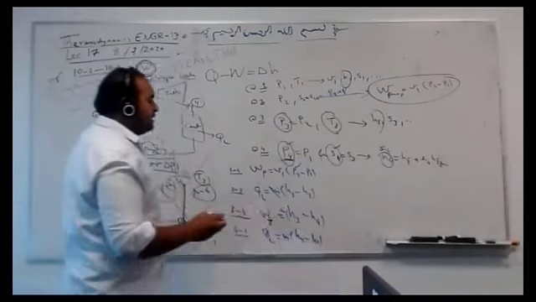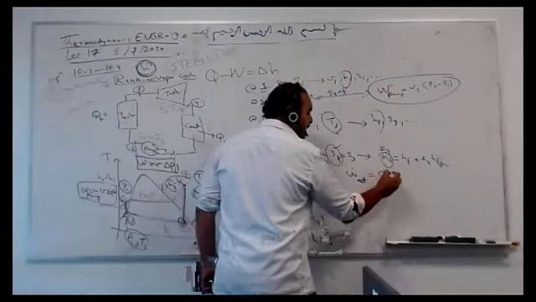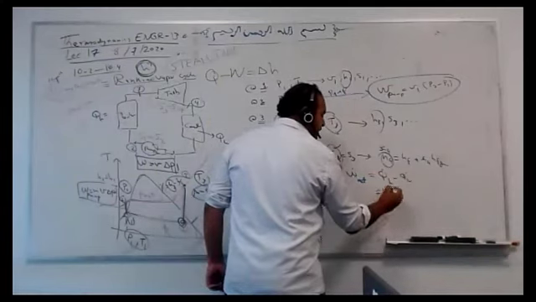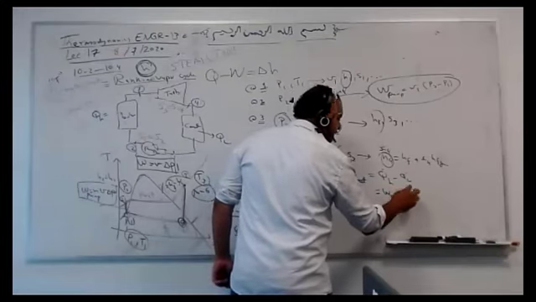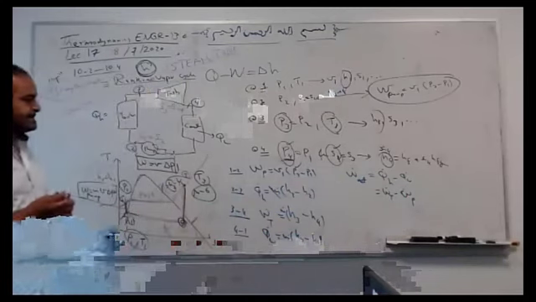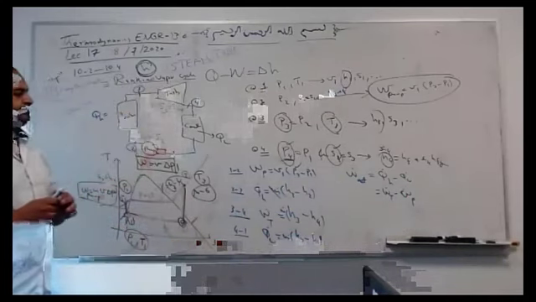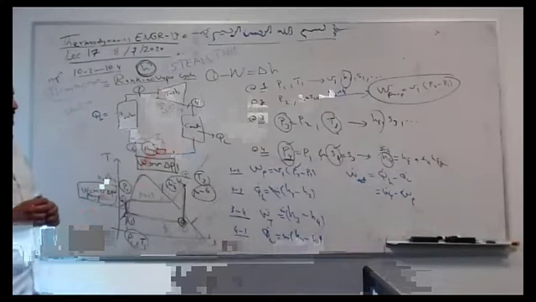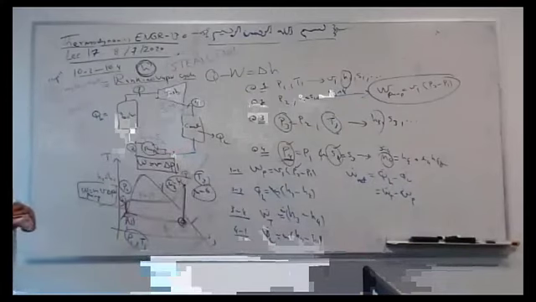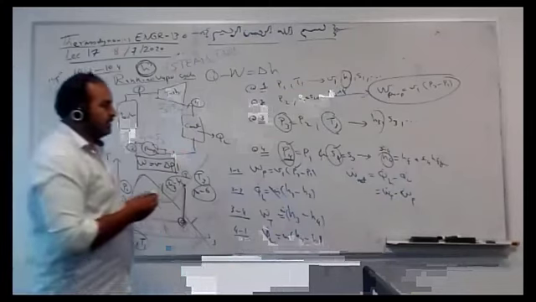Now, if I want W dot net, you can say Q high minus Q low, or W turbine minus W pump. Both are correct. Correct, guys? Turbine minus pump or high minus low. They're the same. Everything here is delta H. I think the problem is easy, guys, not hard.